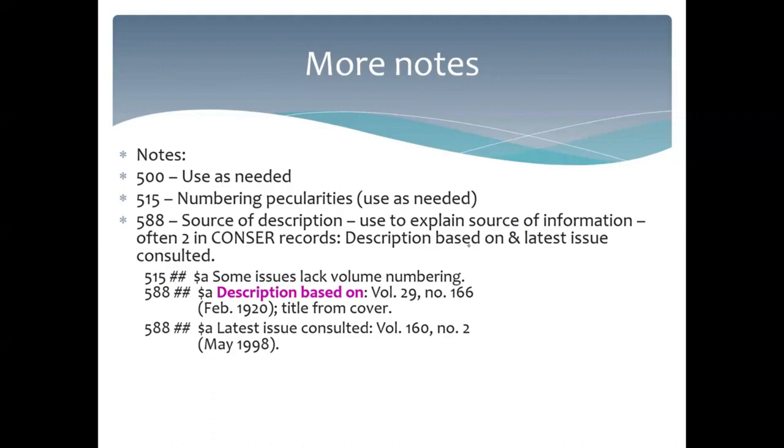A source of description in CONSER, this is going to be 588s. Description based on and latest issue consulted. So for CONSER records, you should have both of them. For regular copy cataloging and RDA, I would say at least your first 588, the description based on. That would be my suggestion.